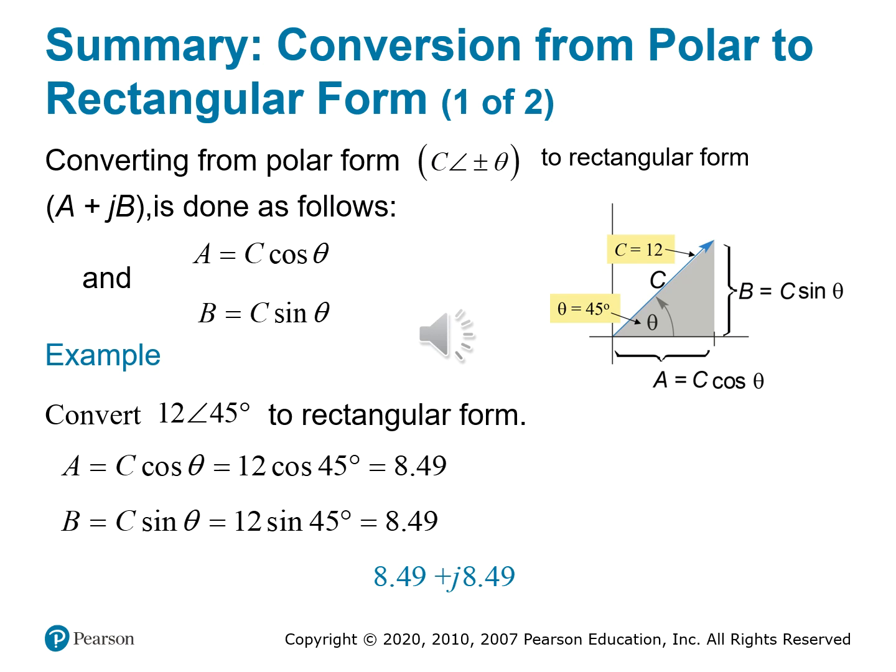And B, again, equals 12 sine 45. That also gives 8.49. Something very special about the angle 45 being right in the middle, letting us know that both legs of that triangle are equal. So those numbers should be the same. So your rectangular form is going to be 8.49 plus j8.49.